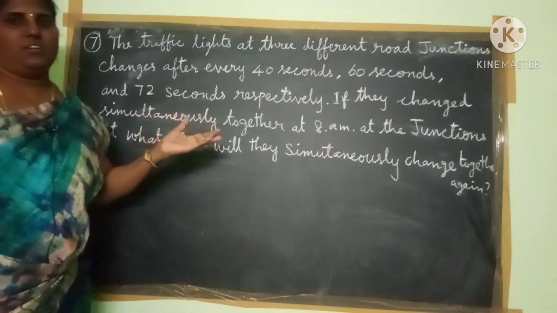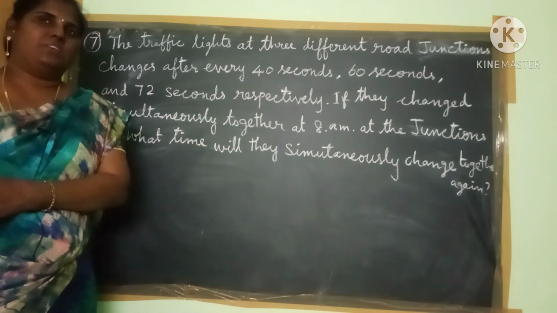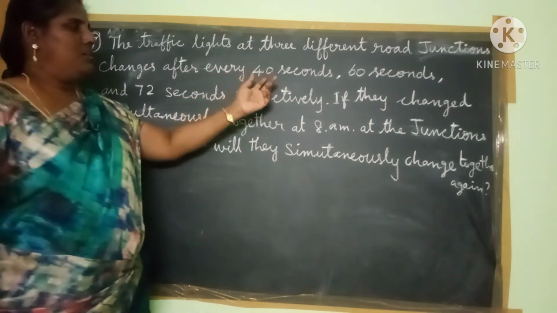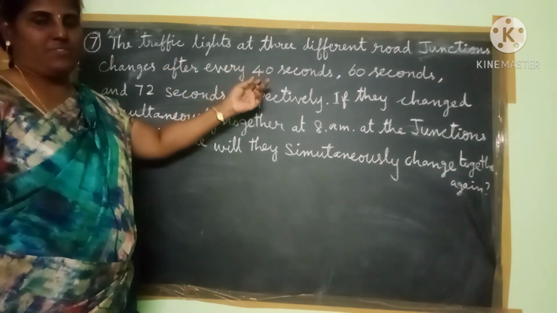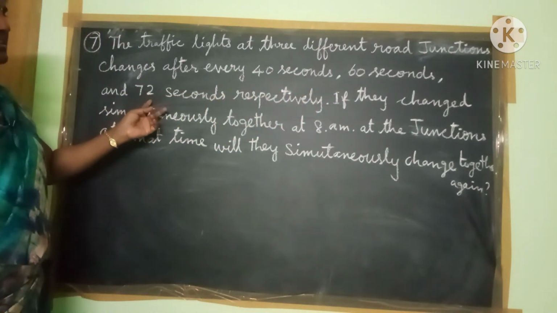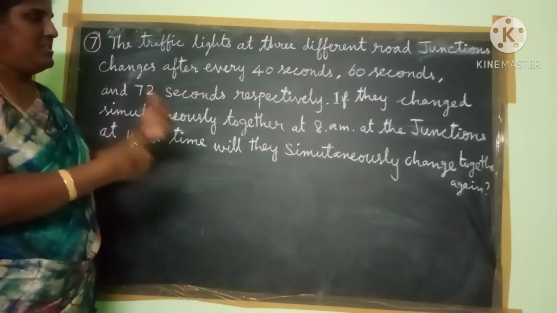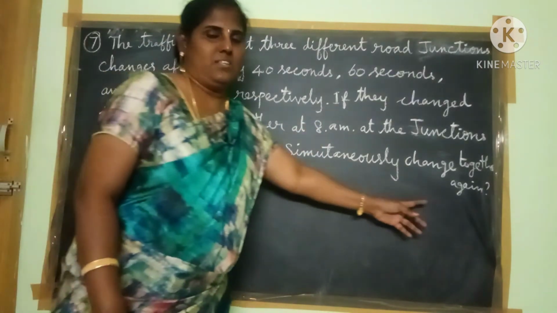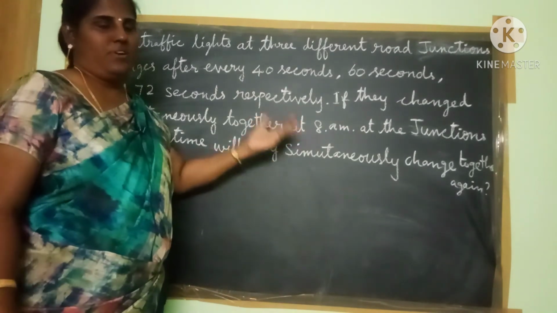In the traffic, I think we have all seen the traffic light, isn't it? In the traffic, you see the signal light. So here the 3 signals are there. One will change after 40 seconds, the second will change after 60 seconds, and the third will change after 72 seconds. So if they change simultaneously at 8 a.m., at what time will they change together again, that will be asked. So that means we need to find out the LCM of the numbers.